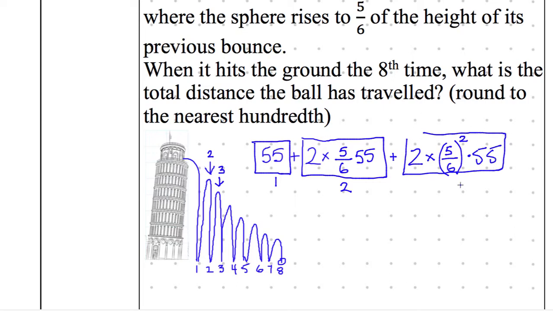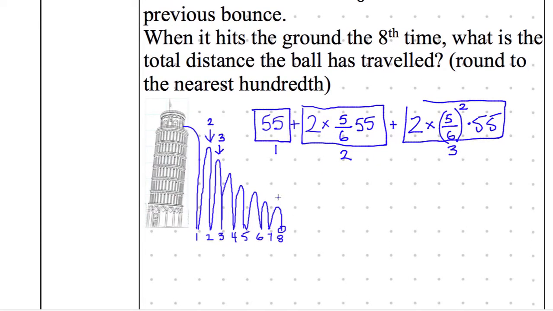All right, and that's the third bounce. And then notice that on the 8th bounce right here, so we're going to do plus dot dot dot. For the 8th bounce, it's going to be 2 times 5/6 to what power times 55? To the n? We actually know what the nth is. Should it be 8, 7, 6, or 9?